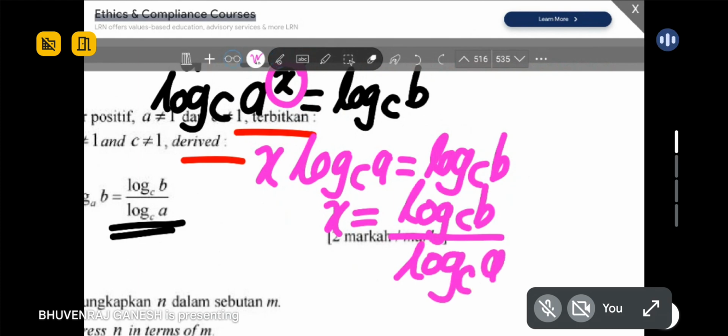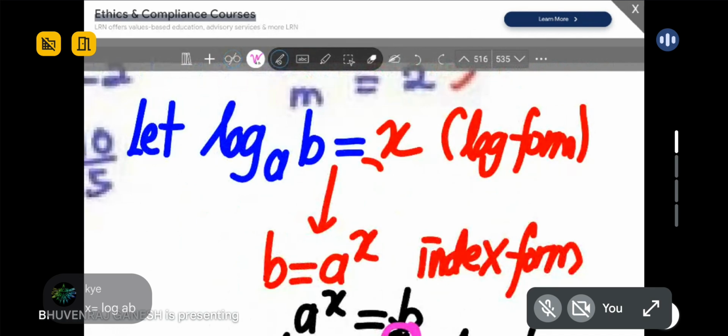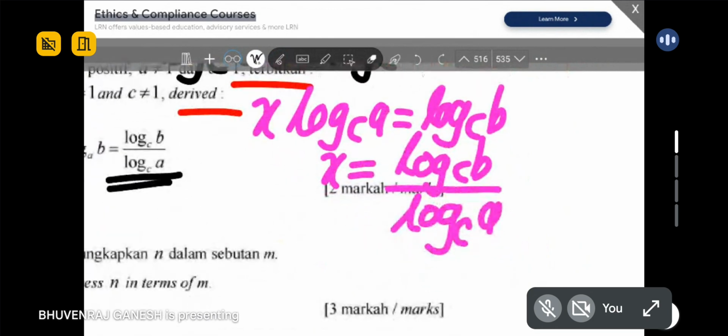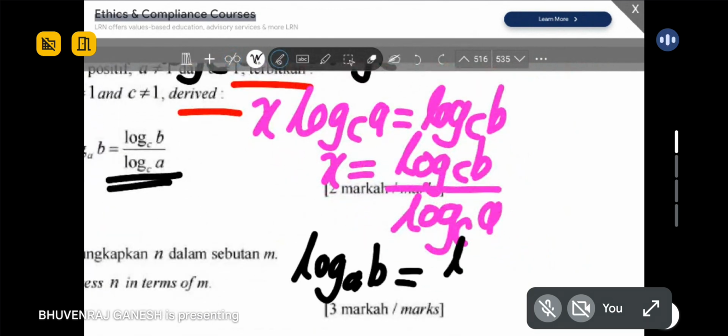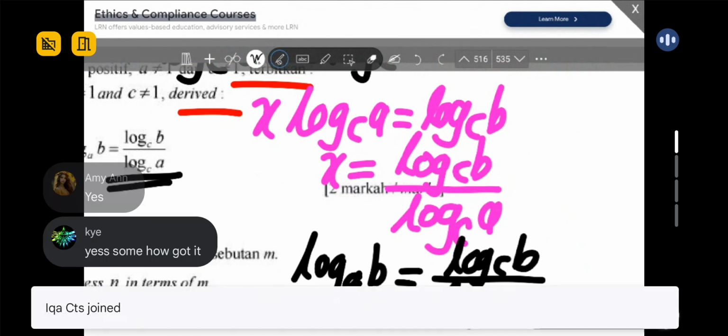So guys, what is your X? Apa nilai X? Yes, remember your assumption earlier? We already assumed log AB is equal to X. So when you see the X, you change it to log AB. So guys, do you get the answer? Dapat jawapan atau tidak? Yes, we have already proven it. Simple or not? Senang tak? So this is how you solve it. Okay?